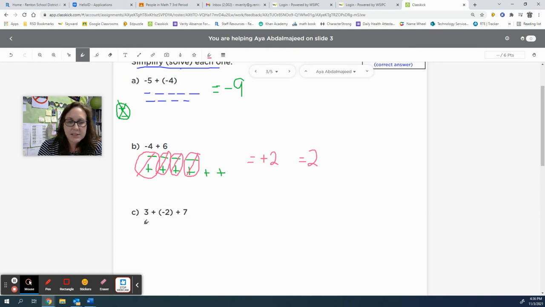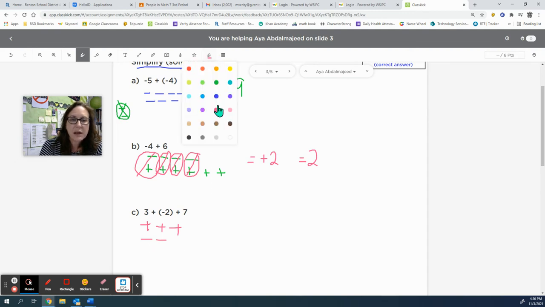Okay, the next one is 3. So 3 positives plus 2 negatives plus 7 positives. Now, some people wrote 7 positives down here. Most people decided to just add it to the positive side. I'm going to make them slightly different colors so that you can see the difference. 2, 3, 4, 5, 6, 7.